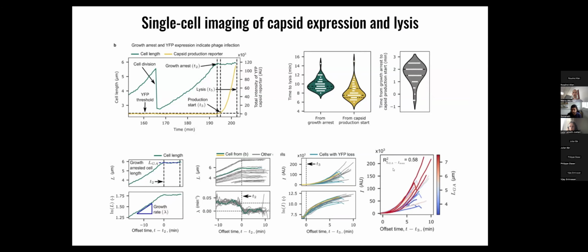So the correlation between the cell size and the final capsid protein amount produced was pretty high. And if we color the data by the size of the cell at the point of growth halt, you can see it nicely ranks the outcome. So this is one example where the physiology of the cell really impacts the outcome of the phage infection process.